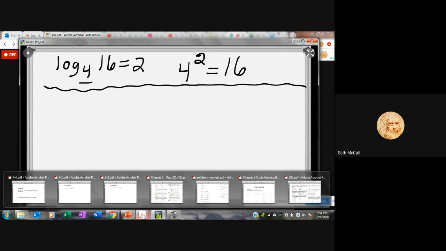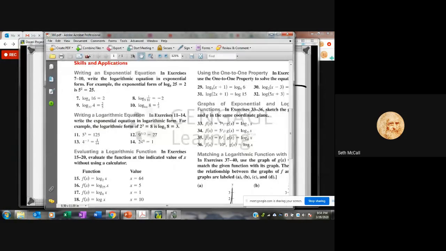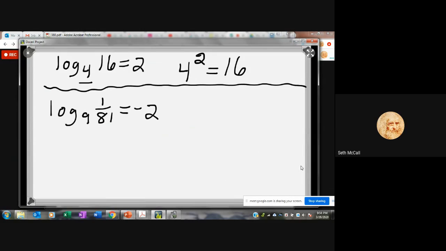The next problem I asked you to do was number 8, and that was log base 9 of 1 over 81, and that equals -2. So we have log base 9 of 1 over 81 equals -2. Once again, key in on the base of the log. Here, the base of the log is 9, so that becomes the base of your exponent. 9 to the -2 power is equal to 1 over 81, and that's your exponential form.